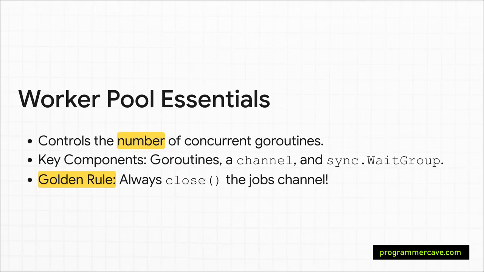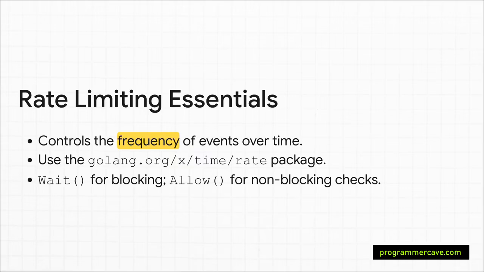And number 3, the golden rule. Always, always, always remember to close the jobs channel when you're done. No excuses. And for rate limiting, it's just as simple. 1, it controls the frequency of events. How often, not how many.